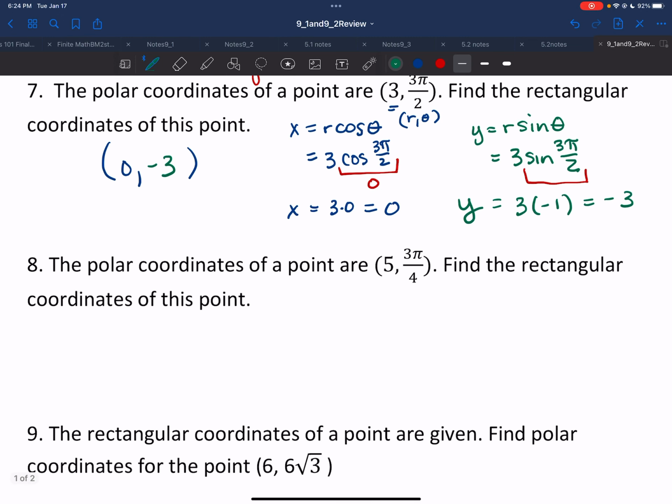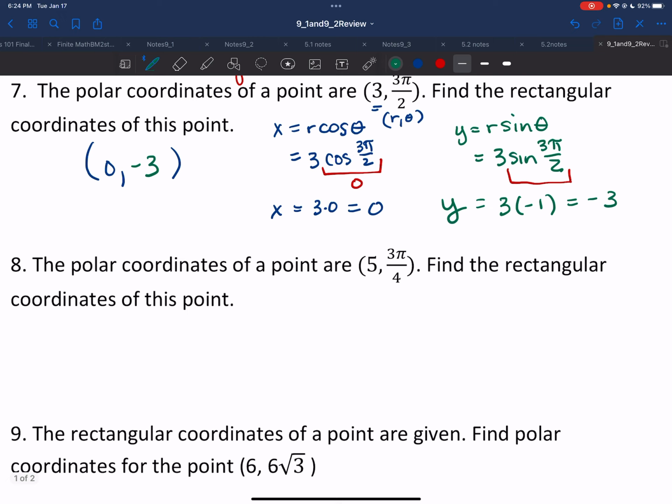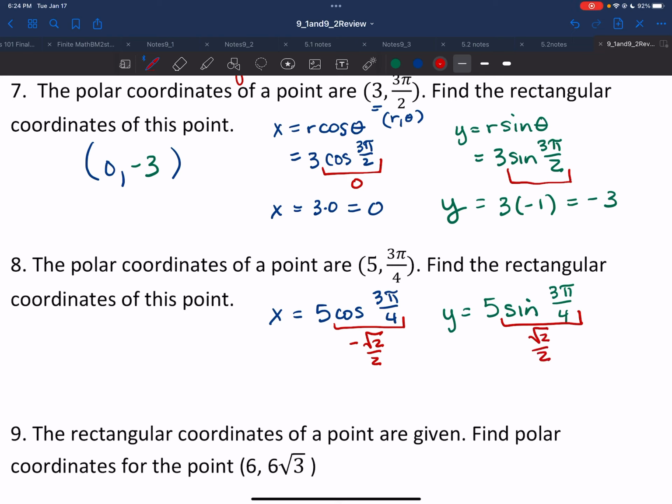Number 8, the polar coordinates of a point are 5 and 3 pi over 4. Find the rectangular coordinates of this point. It's the same thing we just did. So x is going to equal 5 times the cosine of 3 pi over 4, and y is going to equal 5 times the sine of 3 pi over 4. I know that the cosine of 3 pi over 4 is equal to negative root 2 over 2. Look it up if you need it. The sine of 3 pi over 4 is root 2 over 2.